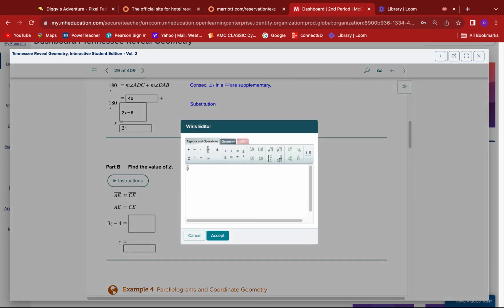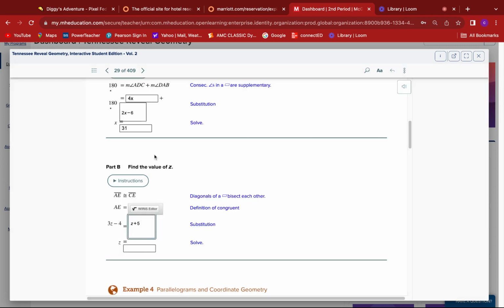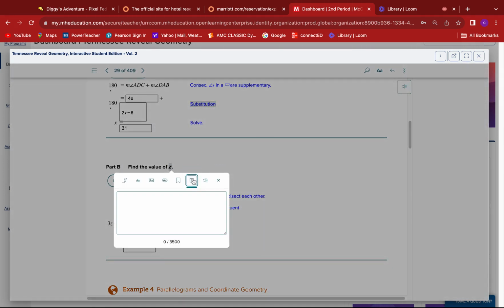All right, picky. Z plus 5. There we go. All right. Okay, let me find a place where I can set this up. All right, so we set them equal to each other. So we've got 3z minus 4 equals z plus 5.